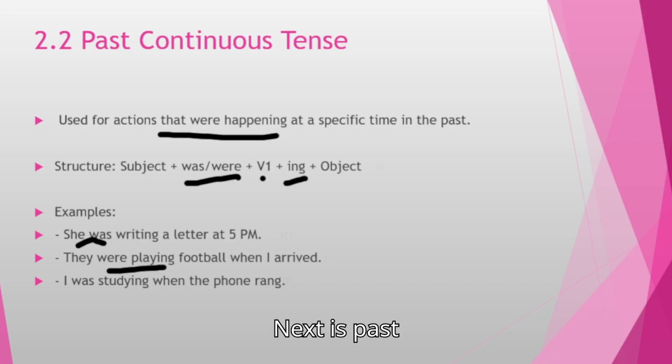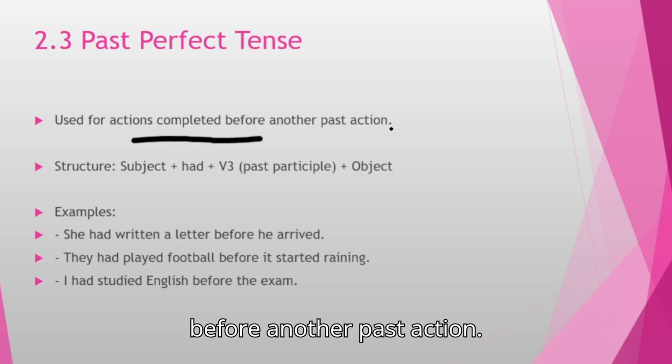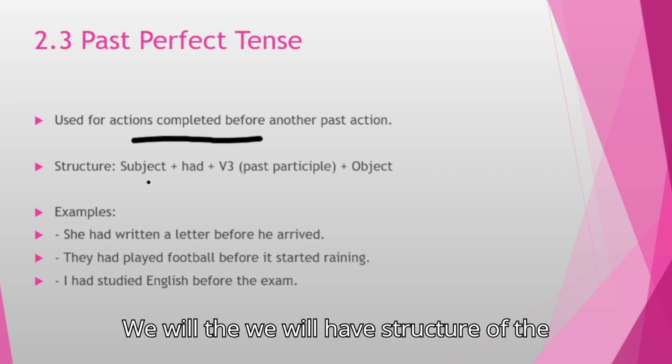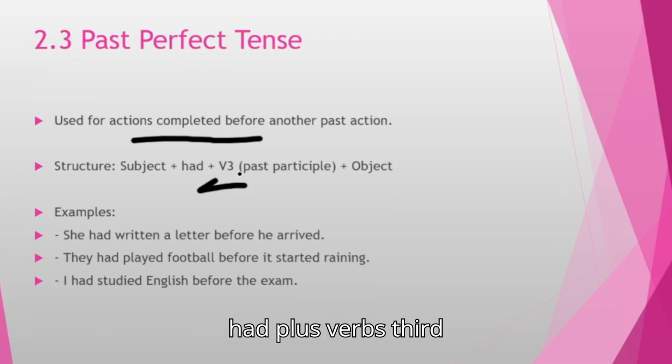Next is past perfect tense. So what do these actions tell you? Used for actions completed before another past action. We will have the structure of the sentence: subject plus had plus verb's third form plus object.